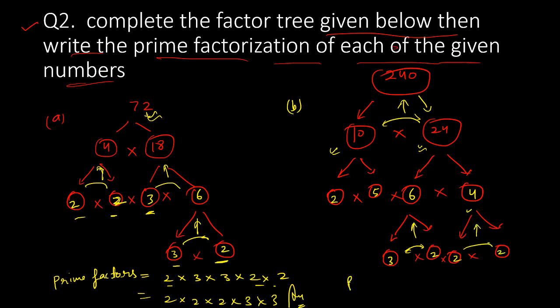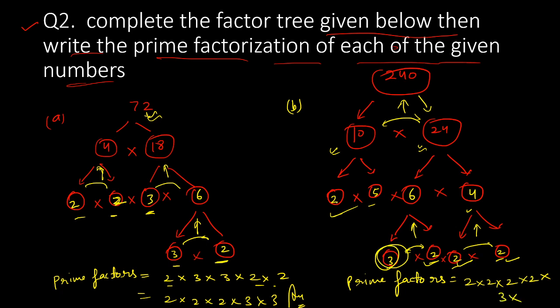So what are the prime factors now? Prime factors is equal to 2 into 2 into 2 into 3 into 5 into 2. So write 2 first: 2 into 2 into 2 into 2, into this 3, into this 5. We have to write only prime factors, not the composite or non-prime factors. So these are the prime factors.